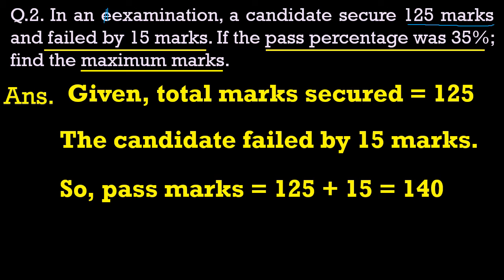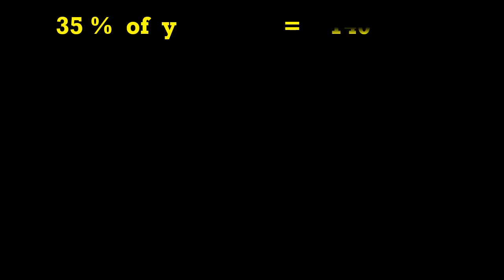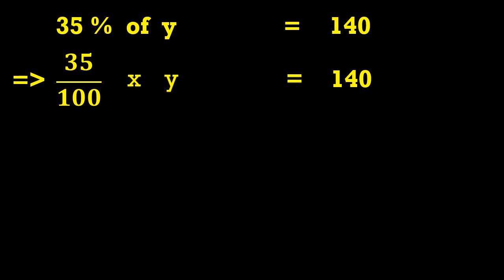So the pass mark is, failed by 15, that means the pass mark must be 140, because 125 plus 15 is 140. Now the pass percentage was 35%. So if we let the maximum marks be y, then 35% of y will be 140. So 35% of y is 140.